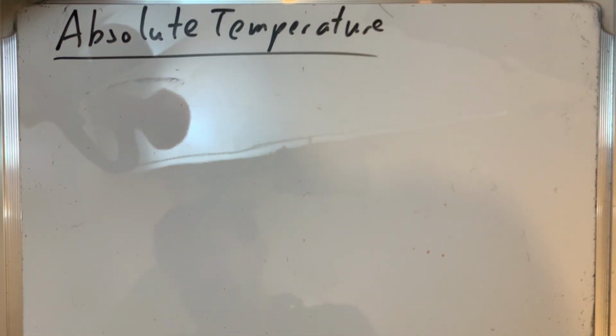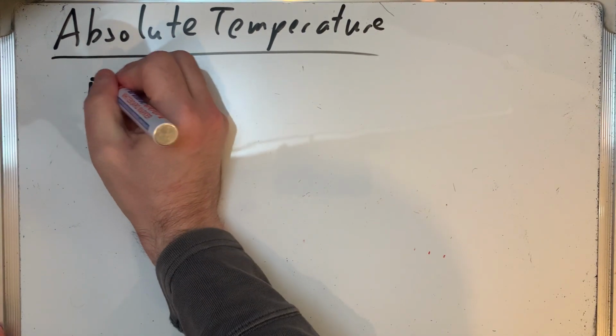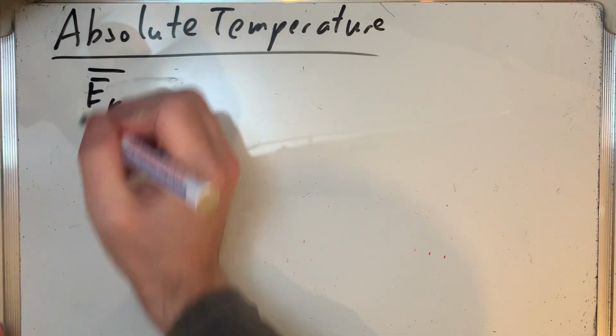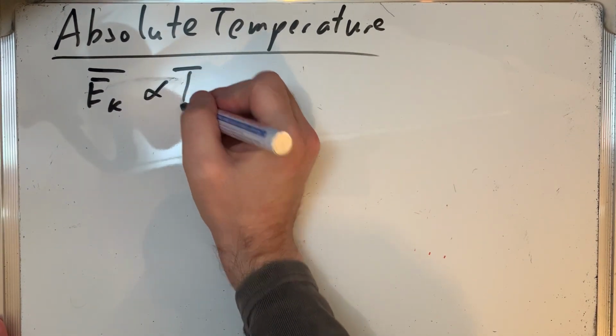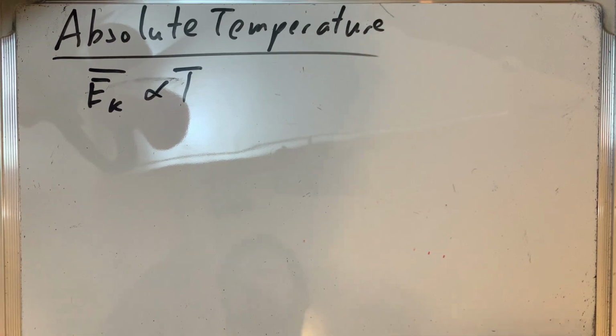So temperature is a measure of average kinetic energy per particle. Absolute temperature is specifically proportional to average kinetic energy per particle. So we can measure temperature in a variety of different ways. Let's see how we can get between temperature and absolute temperature. You might measure regular temperature in degrees Celsius.